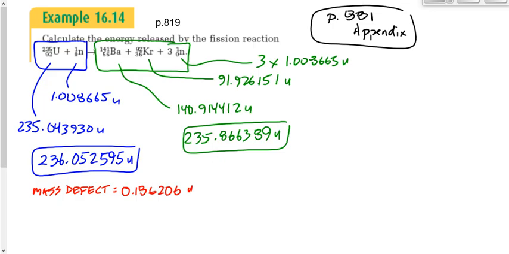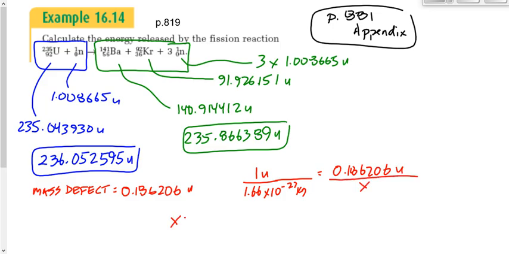Now we have to convert that to kilograms. So I'm going to say 1 atomic mass unit over 1.66 times 10 to the minus 27 kilograms equals 0.186206 atomic mass units divided by x kilograms. So let's get the mass defect in kilograms now. I'm going to do that by, that gives us 3.09096 times 10 to the minus 28 kilograms. That's our mass defect in kilograms.